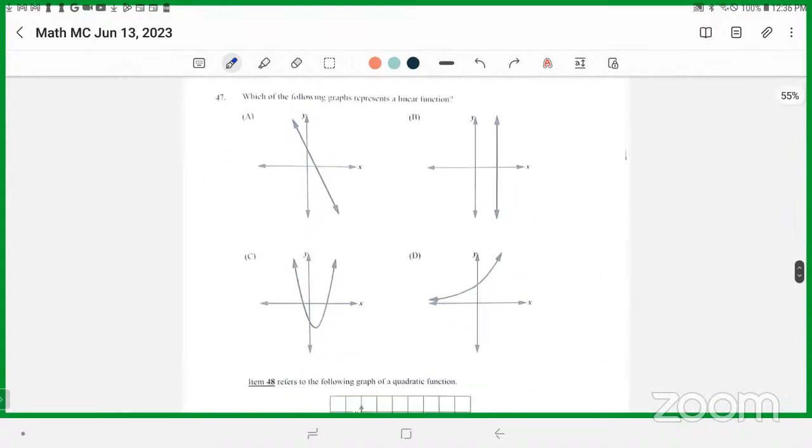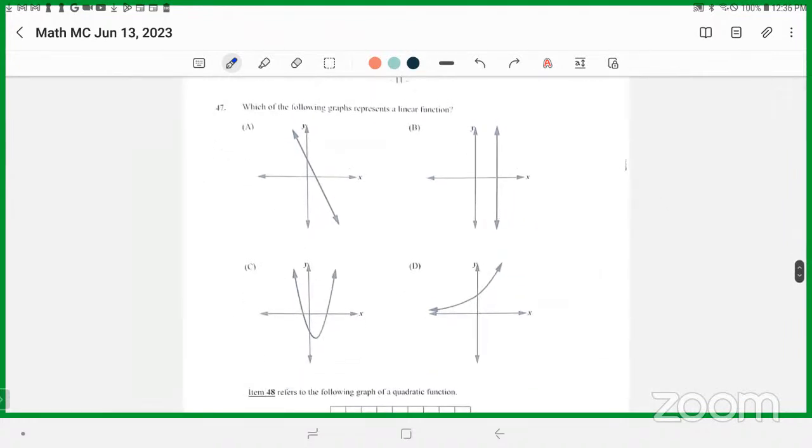Look at this question, guys. The question says, which of the following graphs represents a linear function? Which of them is a linear function? Which one do you think is the answer? Anybody? B? Somebody said B. Anybody else? I think it's A. All right, somebody said A.